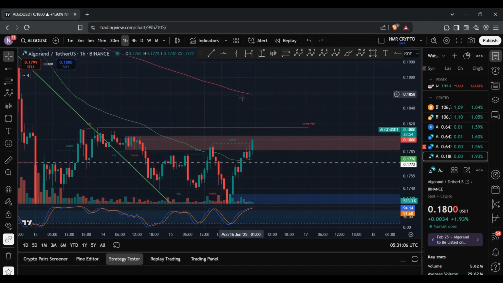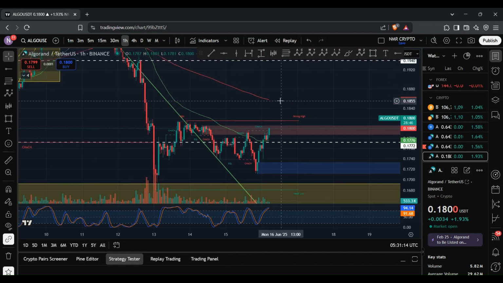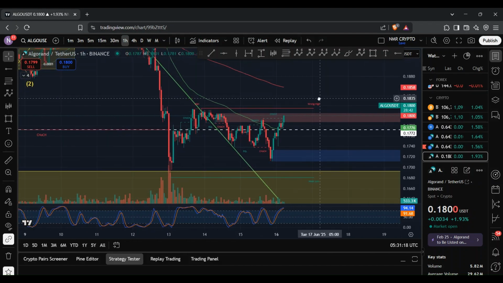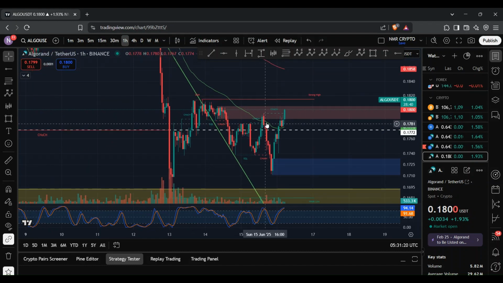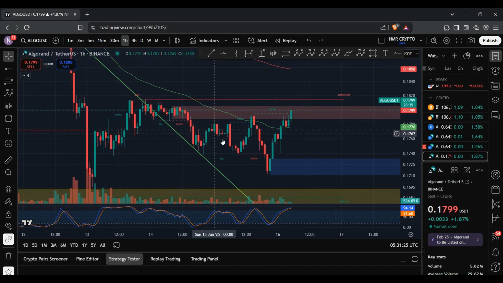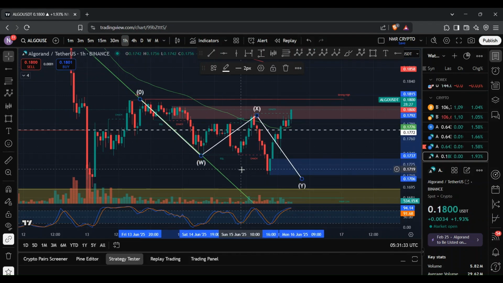And then the next key level will be the 200 DMA, which during the time of recording sits at 18.58 cents. For this scenario to play out, essentially what would end up forming is a WXY structure, which I'll get to in a minute. But first of all, I'll break down this structure that took place, where we had a corrective move made up of a WXY structure, where this was the W wave, this was the X wave, and we had a Y wave play out also.